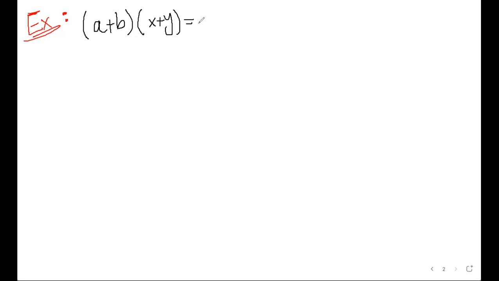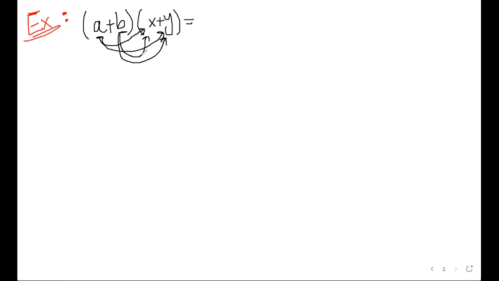May I? Yes. We first do the distributive property here. How can we do it? We first start with a times x, times y, then the same with b. We can do a times x plus a times y, and the same thing for b.